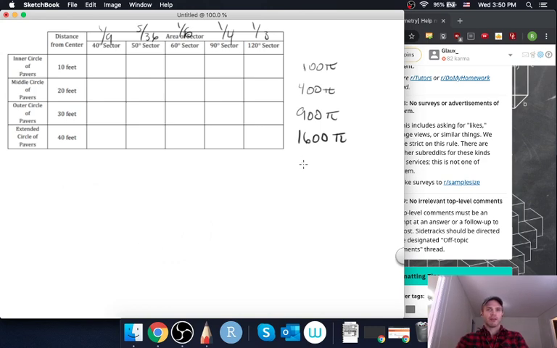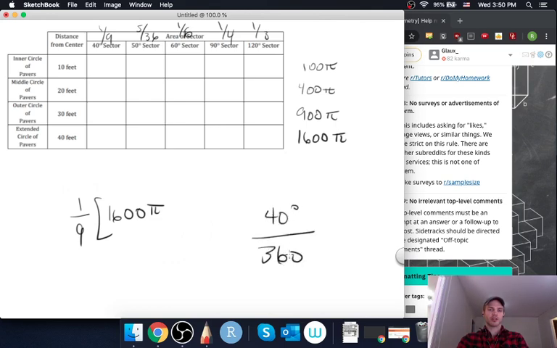All right, so now I have all of the areas of the full circle, and I need to figure out what fraction this is. So let's start with the outside. I need 1/9 of the outside circle, which has area 1600 pi. This 1/9 comes from 40 degrees divided by 360 degrees, the total angle of a circle. So this is the fraction of the circle that we're trying to take the area of.